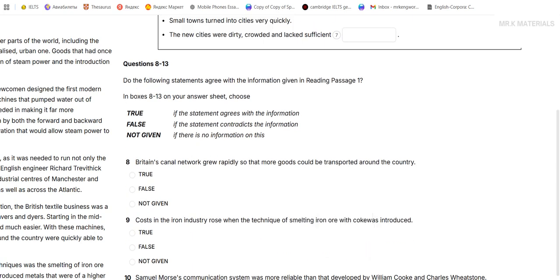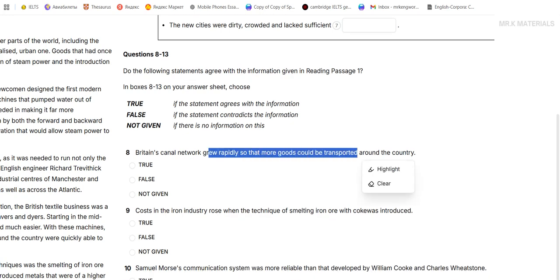All right, how about true false? So here: Britain's canal network grew rapidly so that more goods could be transported around the country. So here I have to look for growing rapidly, right? The key idea here is about change. So how Britain's canal network changed. So changes in Britain's canal network. This is what I need here, like general changes. So it's like growing rapidly, whatever.